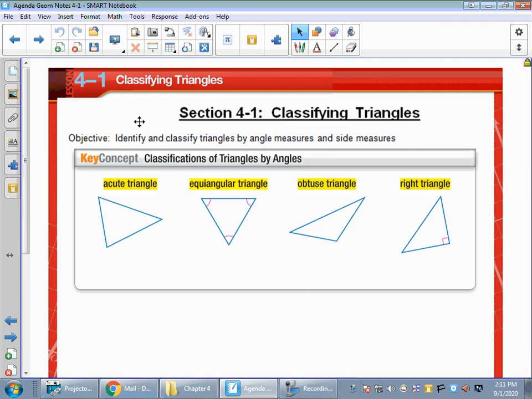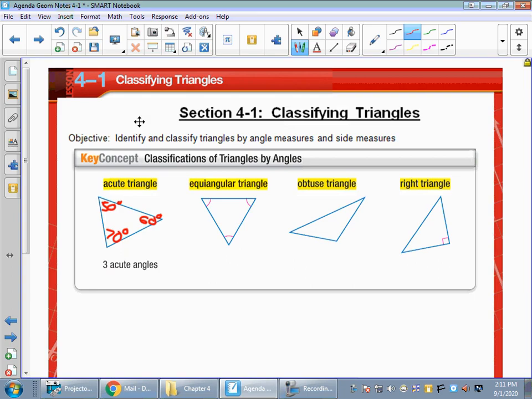The first one is the acute triangle. In your description, write this down here that it has 3 acute angles. In your example, draw the picture, and make sure that you put this is 50 degrees, this is 60 degrees, and this is 70 degrees, just to show a triangle with 3 acute angles.